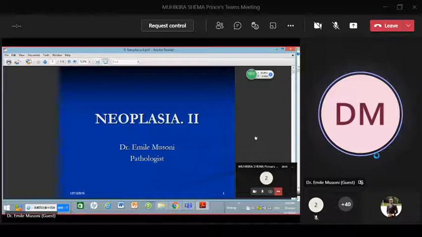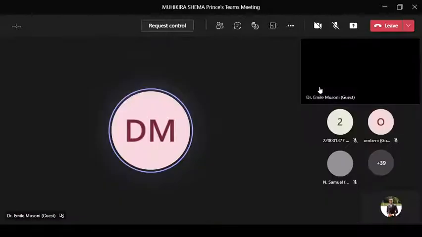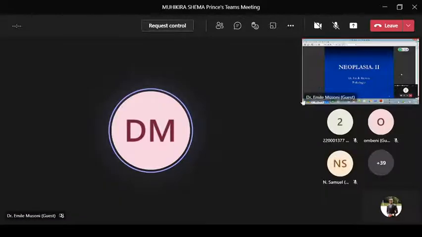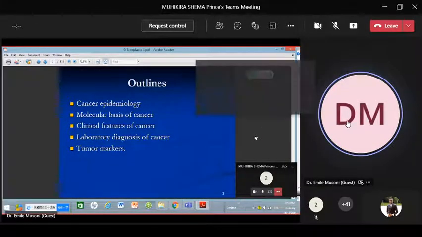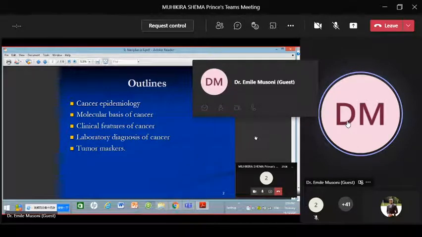Of the dysplasia. So now we are going to see Neoplasia 2, which will consist of the molecular basis of cancer. And remember that a cancer is known as a malignant tumor. It's not a benign tumor. So the outline is cancer epidemiology, molecular basis of cancer, clinical features of cancer, laboratory diagnosis of cancer, and tumor markers.